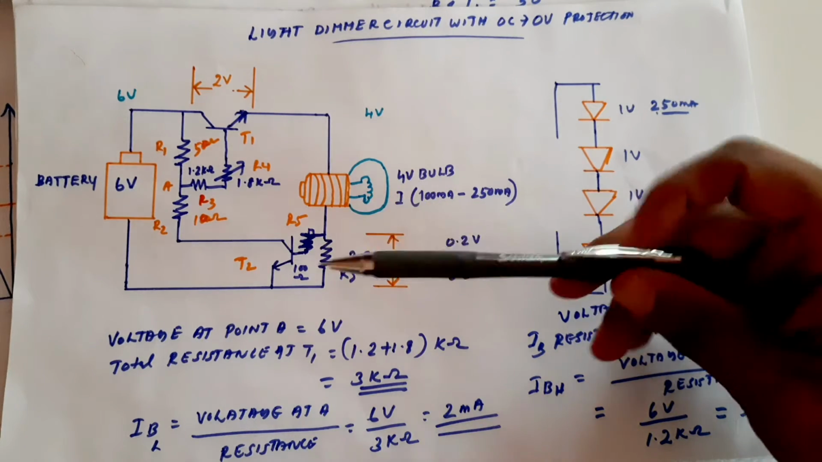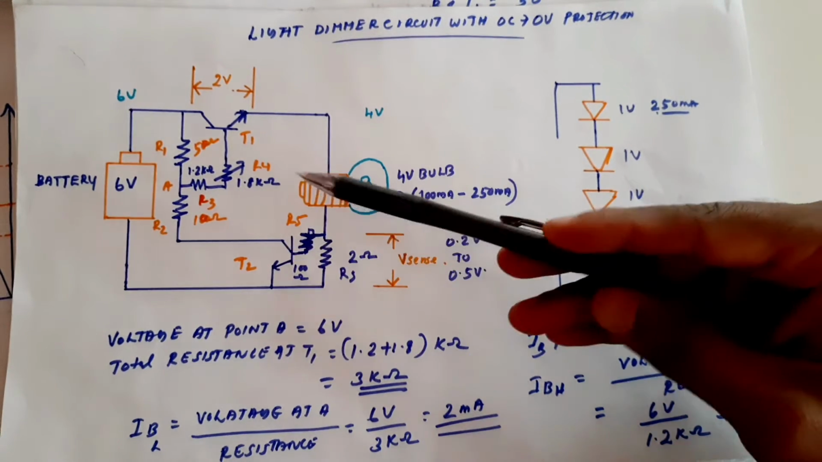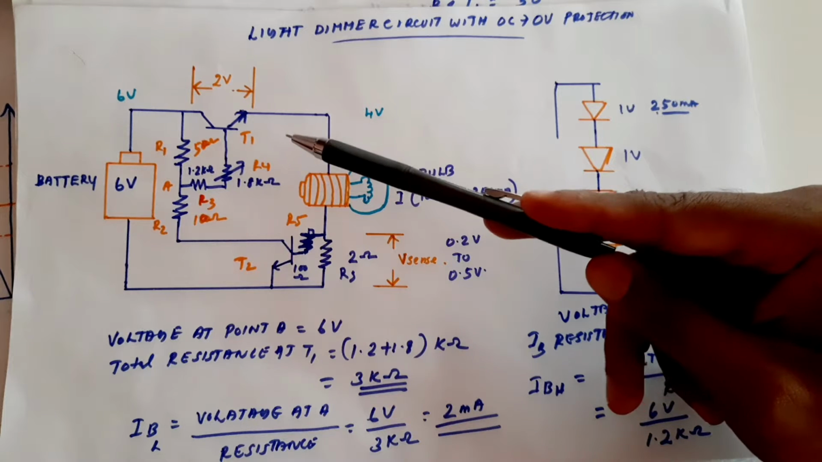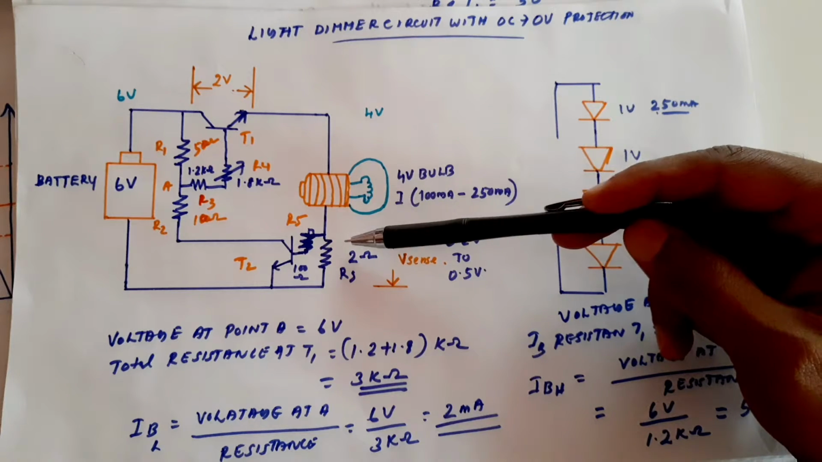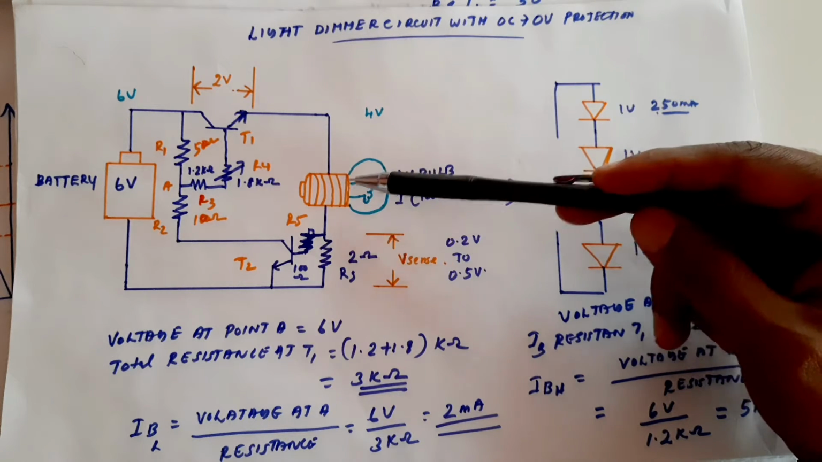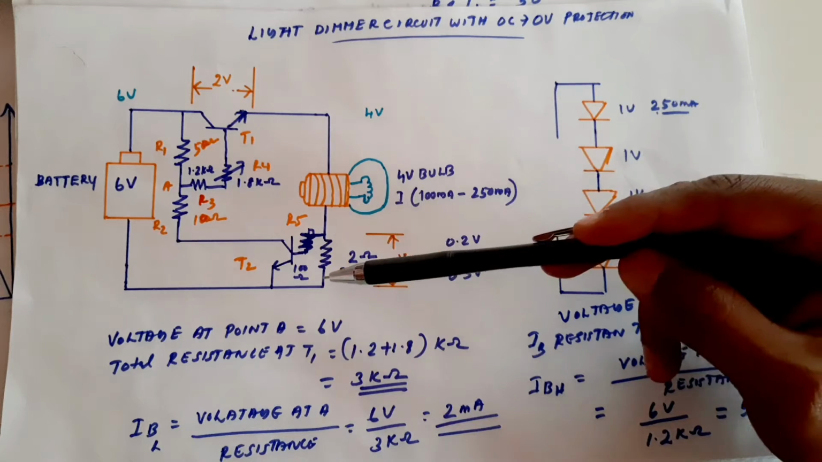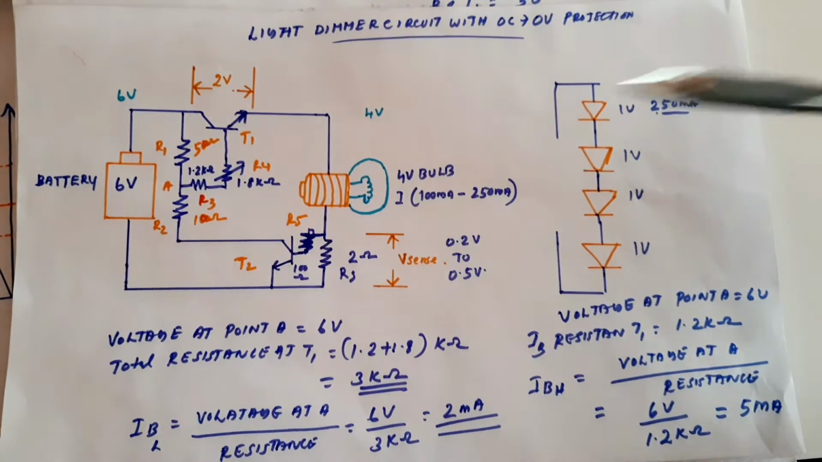Now we will consider a circuit. This is a simple and cheap current limiting circuit. We can use it as a dimmable light, where we can increase or decrease the brightness of the bulb, and for overcurrent and short circuit protection. How is this possible?